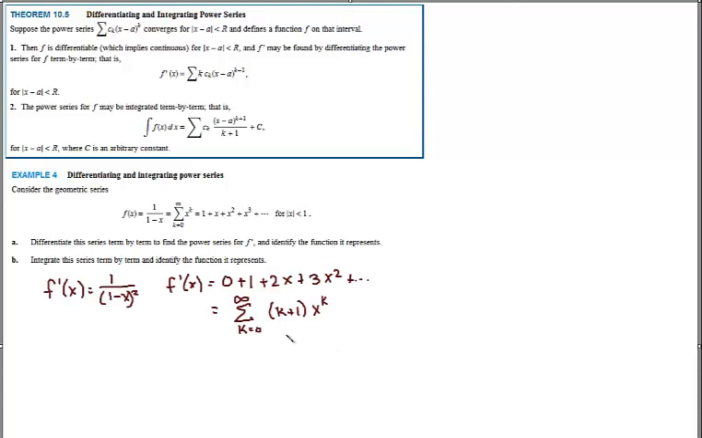Alright, I found my derivative and I found my power series notation. So this means that we have f prime of x equals 1 over 1 minus x squared, which is then equal to this power series. I need to slow down. Sum of k plus 1 times x to the k.